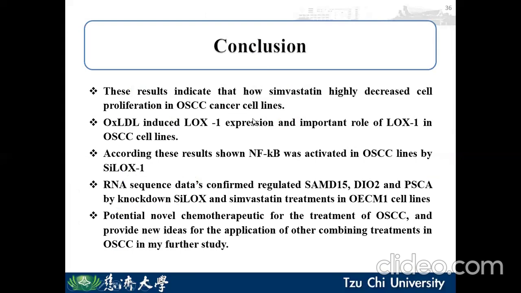The conclusion of this work is that simvastatin highly decreases cell proliferation in oral cancer cell lines. Also, oxidized LDL induces LOX1 expression, showing the important role of LOX1 in oral cancer. According to these results, NF-kappa B was activated in oral cancer by the transfection of LOX1 and simvastatin. Also, RNA sequencing data confirmed the downregulation of these three genes in OECM1 cell lines.